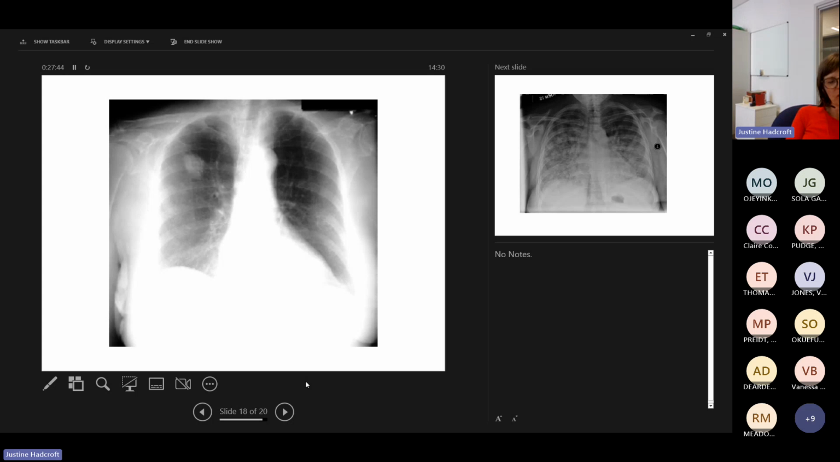What about this one? Moving away from pneumothoraces and consolidation, what can we see there?